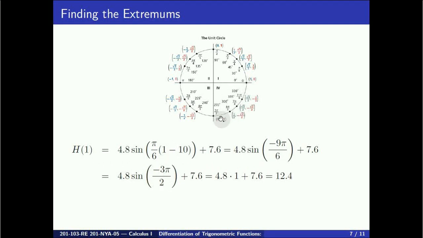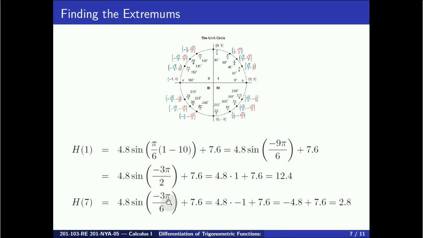So at minus 3 pi over 2, remember that this means that we get this angle by turning clockwise. So 3 pi over 2 is going to be coterminal with pi over 2. So the sine is the y-coordinate at that point, which is 1. So we get that h of 1 is 4.8 times 1 plus 7.6, and that gives us 12.4 feet.